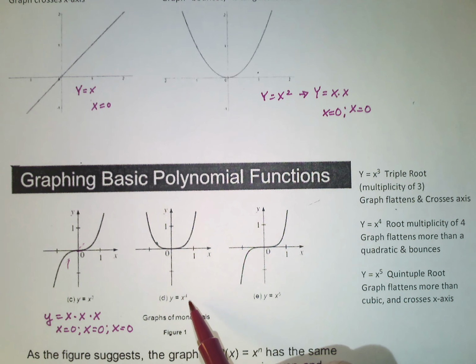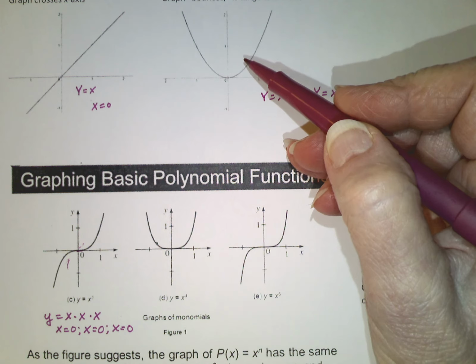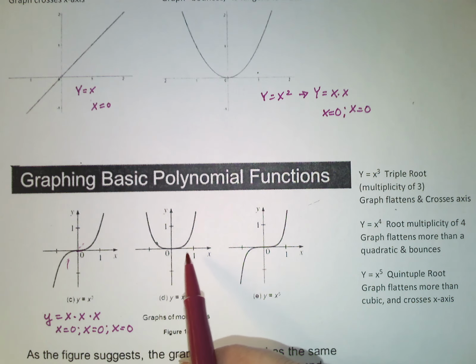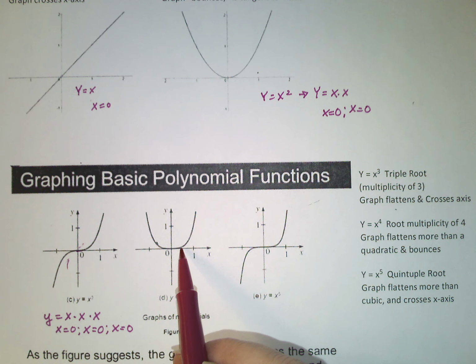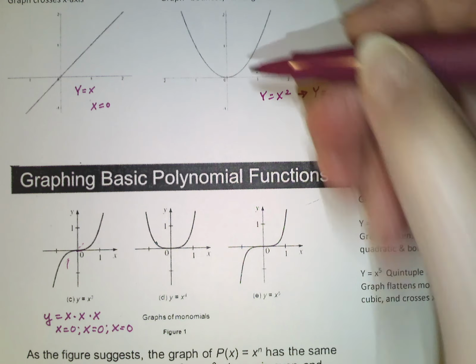X to the fourth. Quadruple root, or multiplicity 4. This looks a lot like the parabola, except between -1 and 1, it's much flatter. The reason for that is these are little fractions in here. And when you multiply a fraction times itself, it gets smaller. Like x equals 1/2, when you raise it to the fourth power, it turns out to be 1/16. So this is not climbing as fast. Once you get past x equals 1, then the x to the fourth will take up much faster than the x squared would.